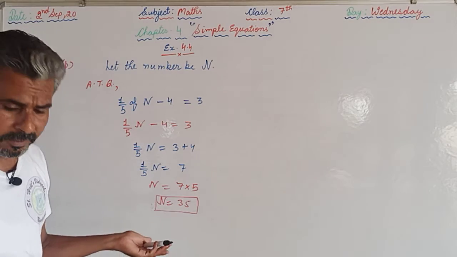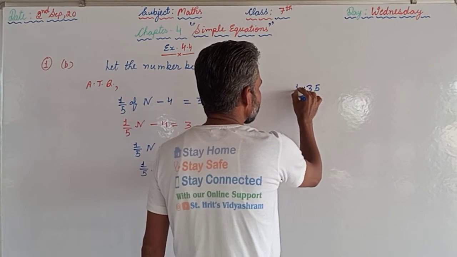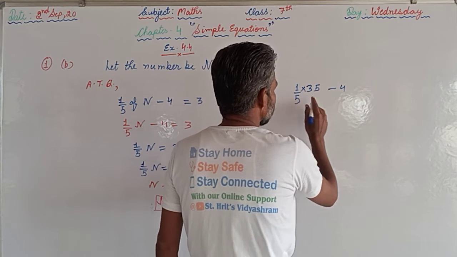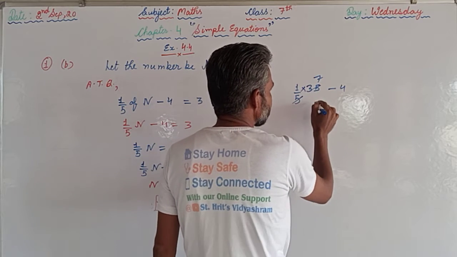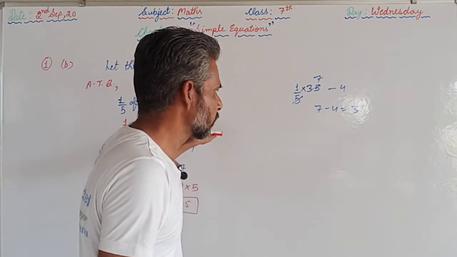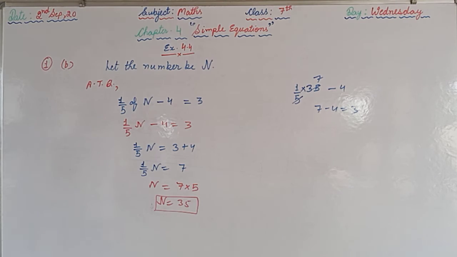We can check our answer. The number is 35. If we find 1/5 of that, 1/5 of 35 is 7, minus 4, that is 3. So we are getting the same answer. This is the verification, meaning our answer is right. So the required number is 35. So like this we are supposed to proceed with the questions. We will take 1 or 2 more parts.